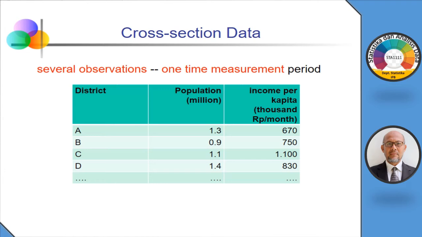Another variable, income per capita, as you see here: 670,000 rupiah, 750,000 rupiah, 1,100,000 rupiah, and 830,000 rupiah per month. So we measure just at one time, for example, in 2020 or 2019. That means we call this data cross-section data. You understand? Okay.